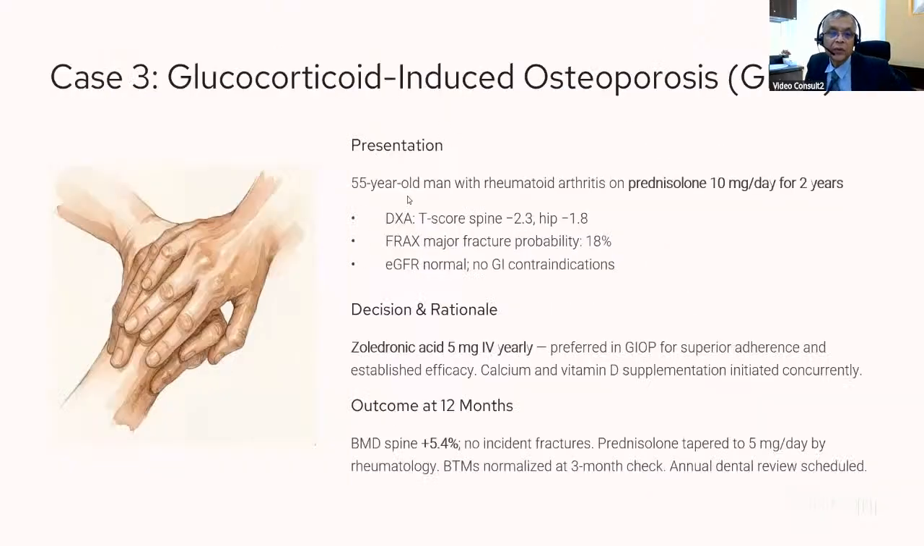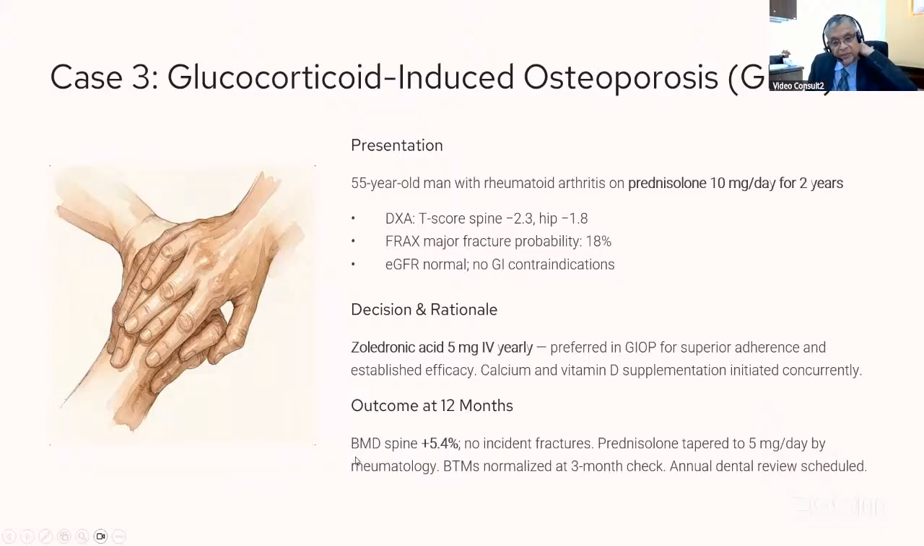Third, glucocorticoid-induced osteoporosis in a person who is taking 10 milligrams per day of prednisolone for 2 years, a patient with rheumatoid arthritis who has a bone density of minus 2.3 at the spine and minus 1 at the hip. Fracture probability of 18%. GFR is normal, low complication risk. Drug: zoledronic acid preferred in glucocorticoid therapy for superior adherence and established efficacy. Calcium and vitamin D supplementation initiated concurrently.